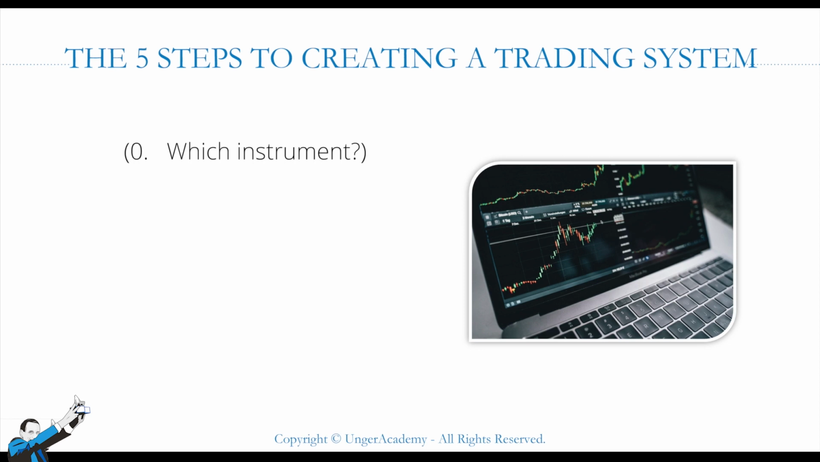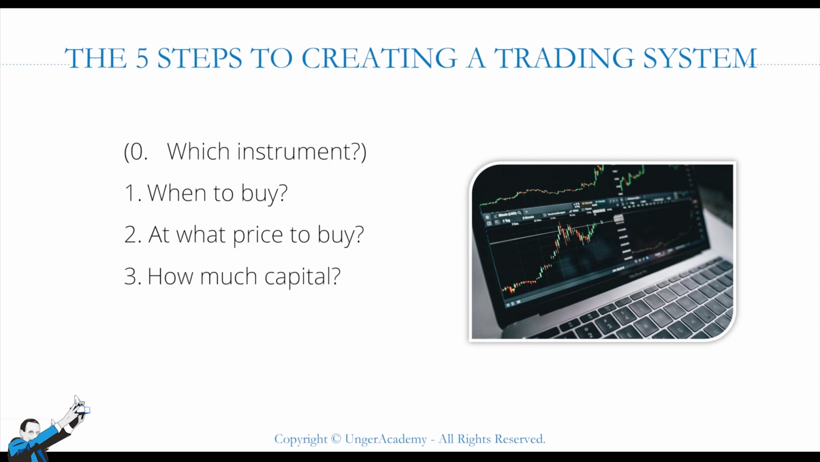So once I've defined the asset, the instrument, the 5 steps that I need to follow to build a trading system are: number 1, defining when to buy that instrument. Number 2, what is the purchasing price? Number 3, how much capital is needed to buy the instrument? Numbers 4 and 5, when to sell it and at what price. Of course, if we're dealing with derivatives, we could also reverse buy with sell, but for simplicity's sake, let's just assume that we open a position by buying and close a position by selling.